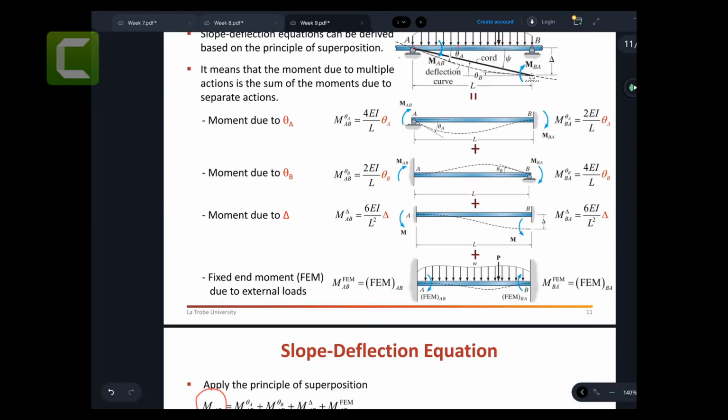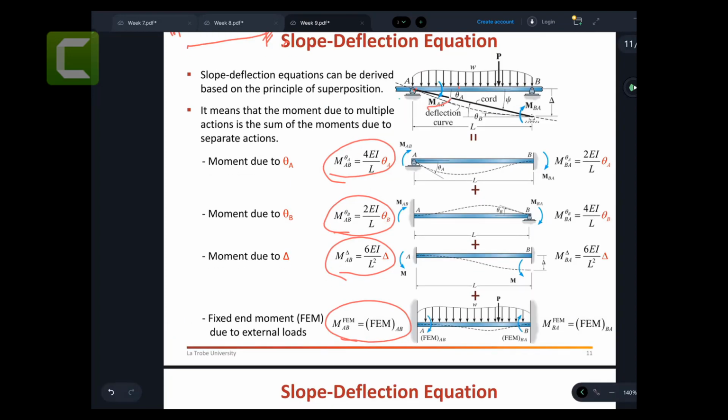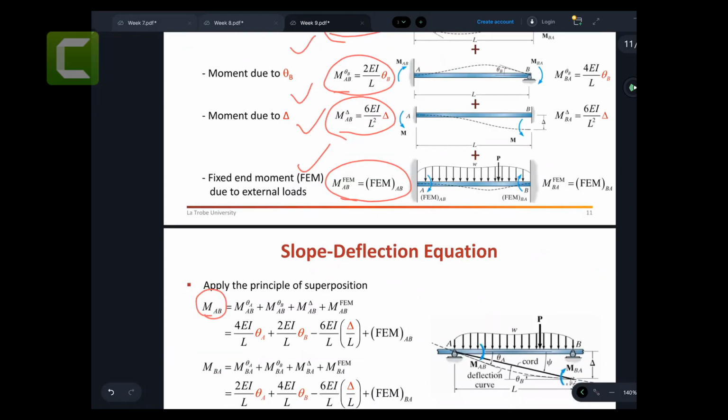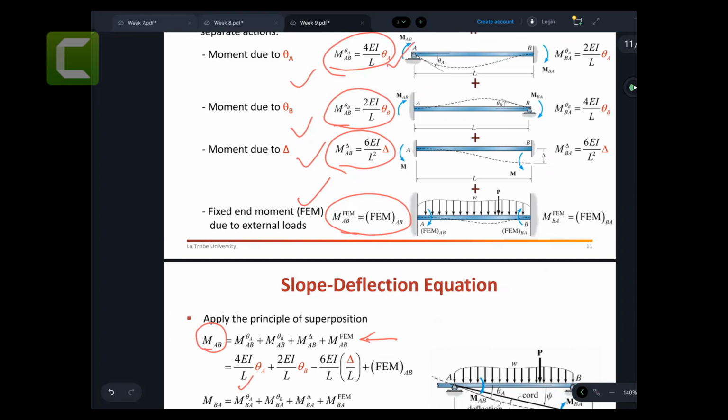So if I want to calculate the moment MAB, I can have this one plus this one plus this one plus this one. You with me? Because of superposition, the internal moment at this particular point would be the addition of all these 4 components. So that's all good. I add them all. Substitute the value 4EI/L theta A, 2EI/L theta B. This one going this side is opposite to this one, so therefore we put minus and then the fixed end moment AB.